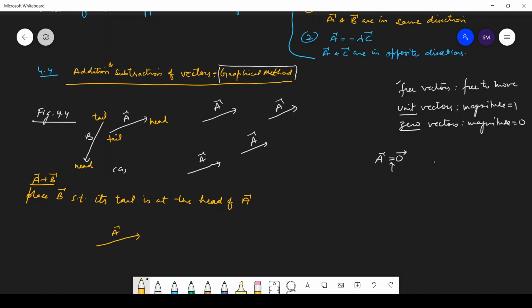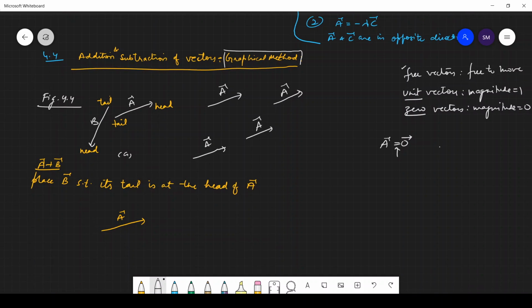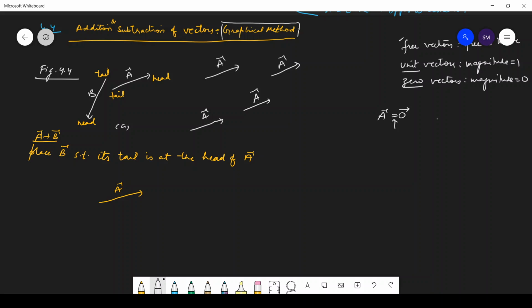Okay, so just bring it over like this, as it is a free vector. So you have brought B over here. This is your vector B. Okay, so move it from here to here. So this vector B, here also this is vector B. Now simply join. So this is the first step.